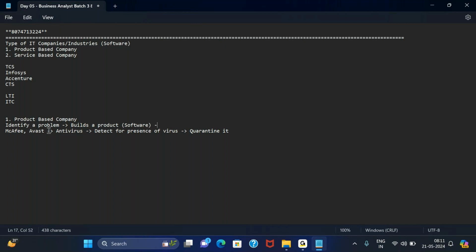Now, once you have built a product, you obviously want people to use it. There is no point in me building a product and keeping it with myself. How am I going to make money? How am I going to survive if I have involved 10 people in building a product, and if I'm not able to pay them salaries, how will I be able to retain employees? So the next thing is, how am I going to market or advertise the product? In the case of McAfee Avast, this product is the antivirus. So how am I going to market or promote the product?